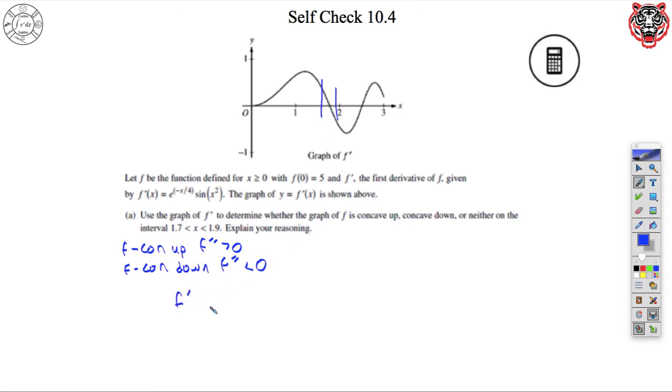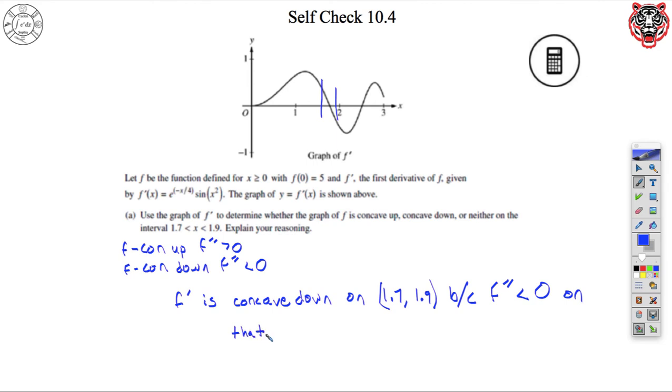So f prime is concave down on the interval 1.7 to 1.9. And you need to explain your reasoning. So our reasoning is because f double prime is less than 0 on that interval. Perfect. On to part B.